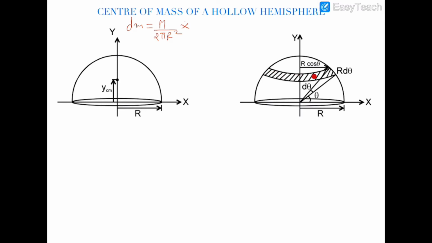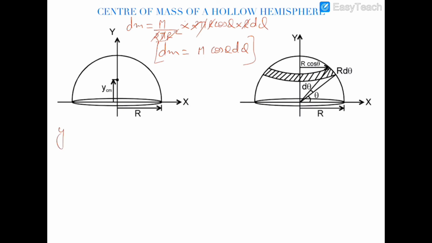and the surface area of this elemental ring will be equal to its width into its length. So its length is 2 pi, its radius is r cos theta, and the width is r d theta. So this is 2 pi and r square is cancelled out with r square. So dm will be equal to m into cos theta d theta. This is the elemental mass of this hollow hemisphere of this element.